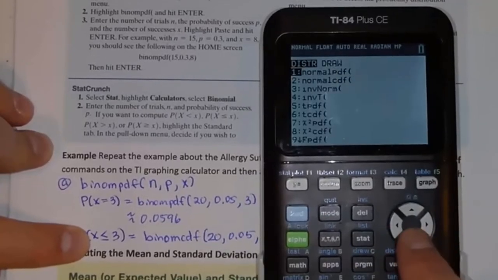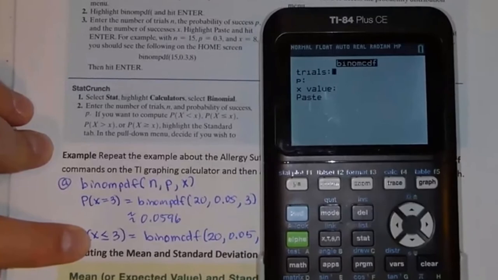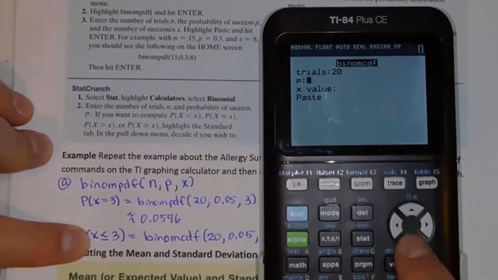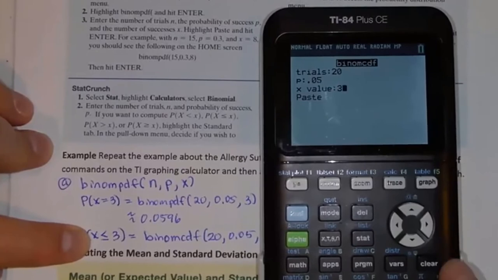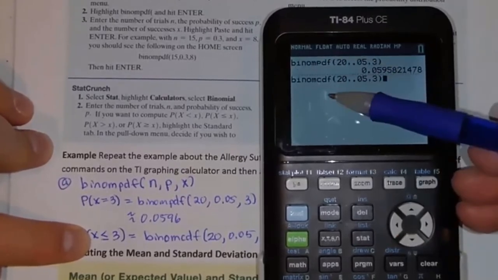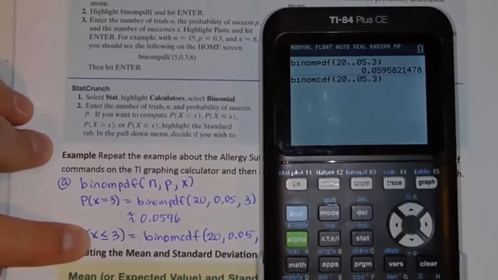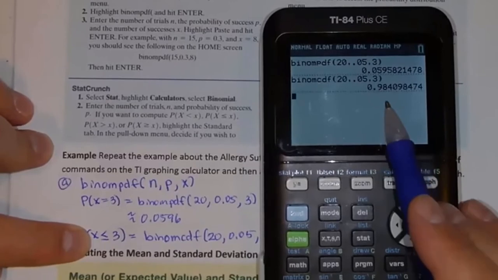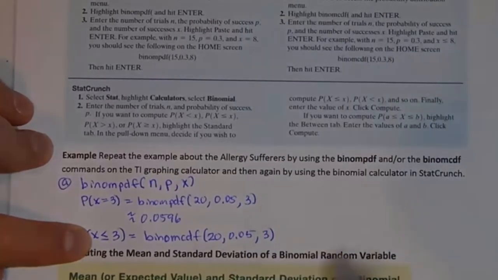So I go to distribution. I'm choosing Binomial CDF this time. 20 trials, 0.05, and 3 or fewer successes. So when I paste that, again, these look a lot alike. The only difference is this is PDF, this is CDF. So you got to pay attention to that. And I get 0.9841 if I round to 4 places.